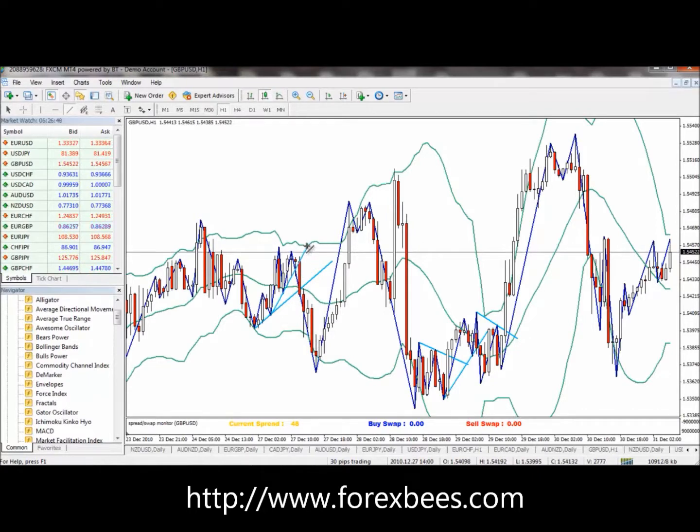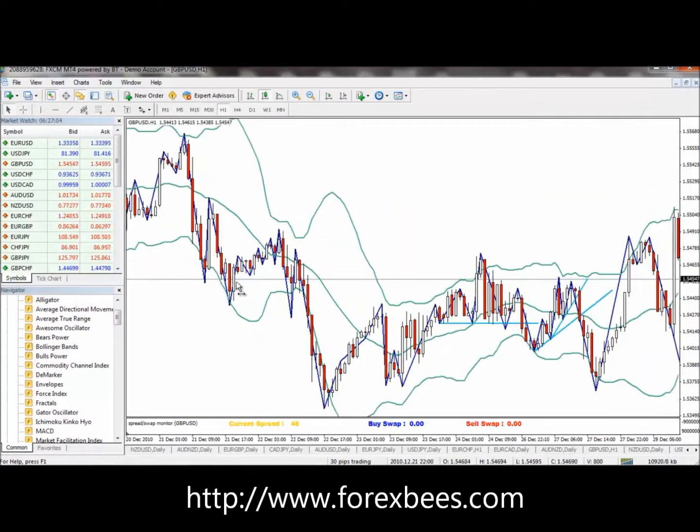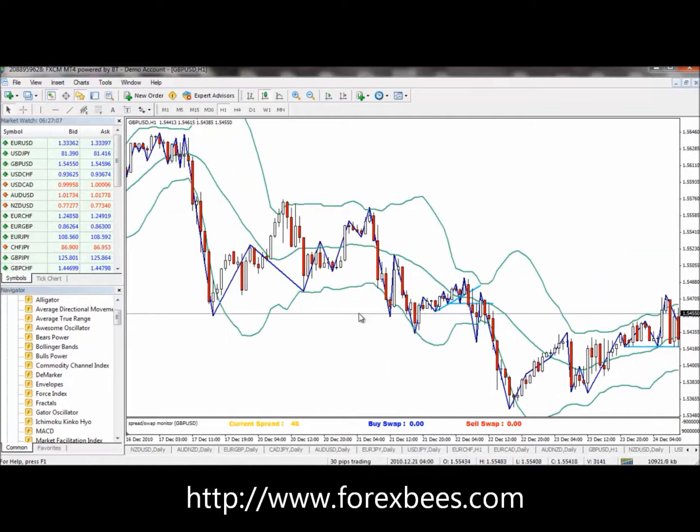And this is another trend line, this is another trend line, and let me show you some more opportunities using this technique. This is another trend line, and the trend line is broken at this point, and this is another trend line, or you can also draw the trend line like this, and this is another trend line.